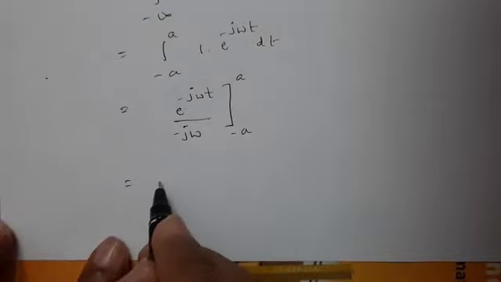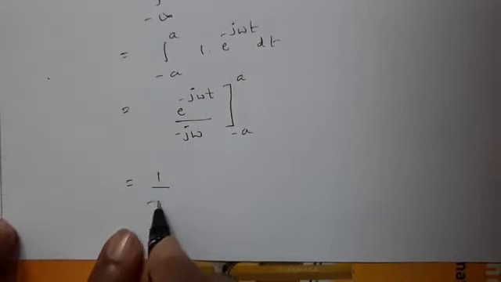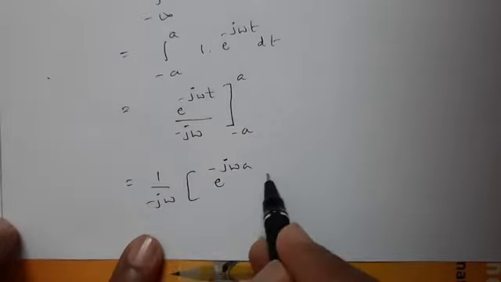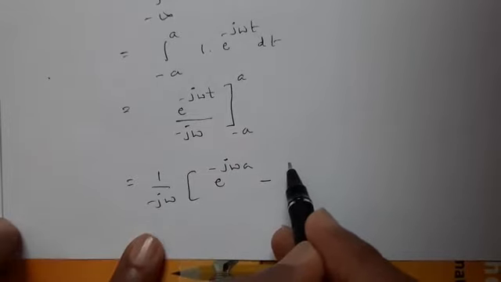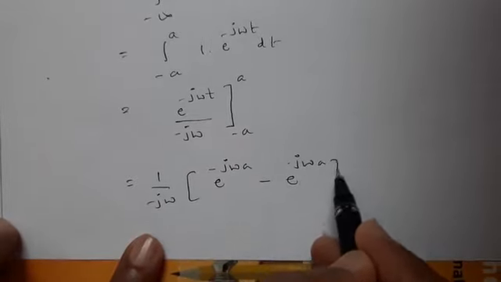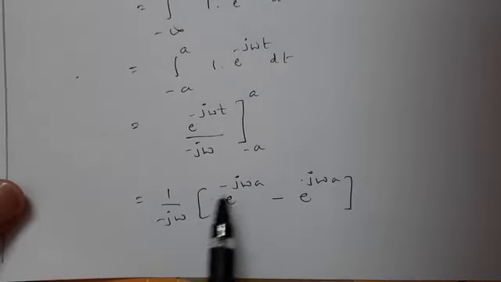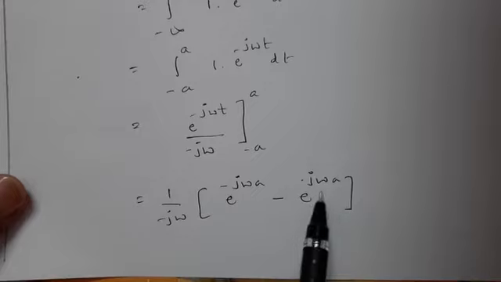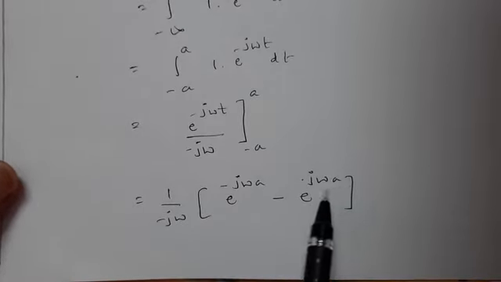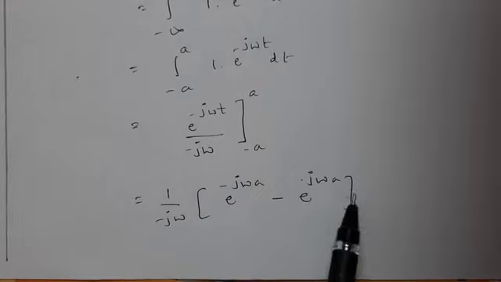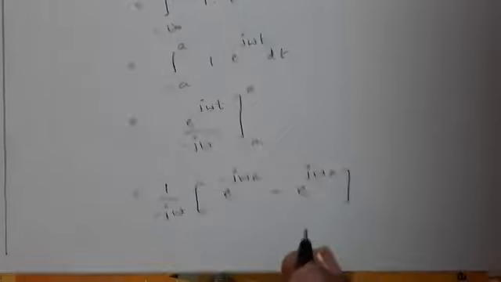Which is equal to, when you substitute, 1 divided by minus j omega, e to the power minus j omega a minus e to the power minus j omega into minus a, that is plus j omega a. Am I right? So now again, e to the power minus j theta is cos theta minus j sin theta, and for the other, cos theta plus j sin theta, where you can substitute if you want.